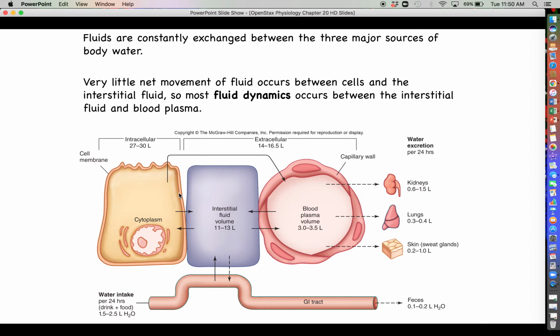Now, what is actually kind of important here is the fact that there's actually not a whole lot of net movement of fluid between the cells and the interstitial fluid. And that's a good thing, because we don't want there to be a lot of movement of water by osmosis, because we saw back in chapter 3 what happens to cells when they either lose a lot of water or gain a lot of water. So in order to maintain water homeostasis in the body, most of the fluid exchange actually occurs between the interstitial fluid and the blood plasma. So that's going to be the focus of our discussion in this video.